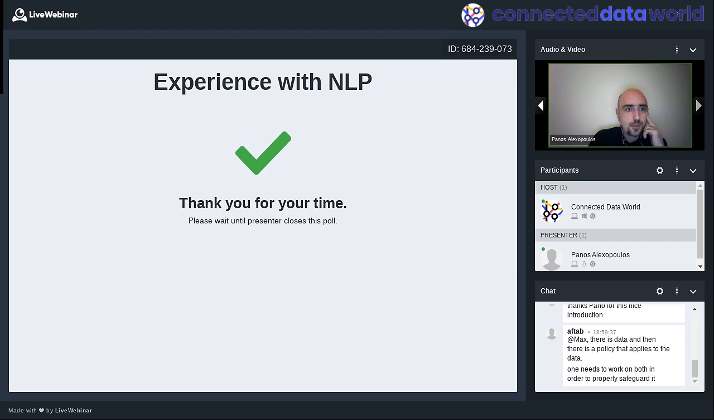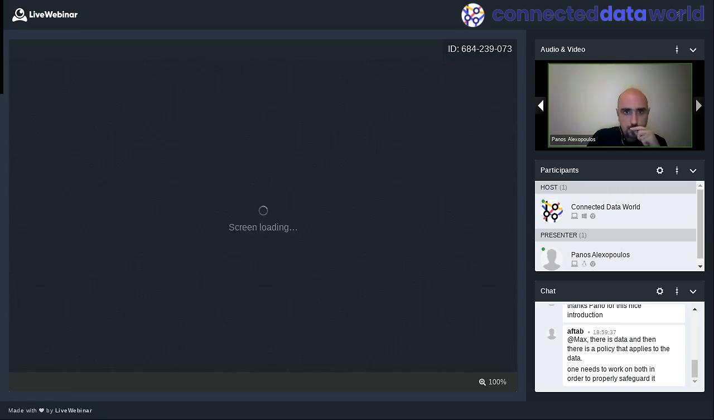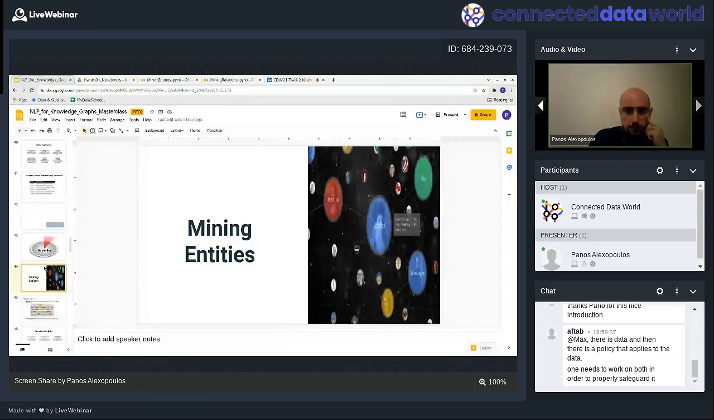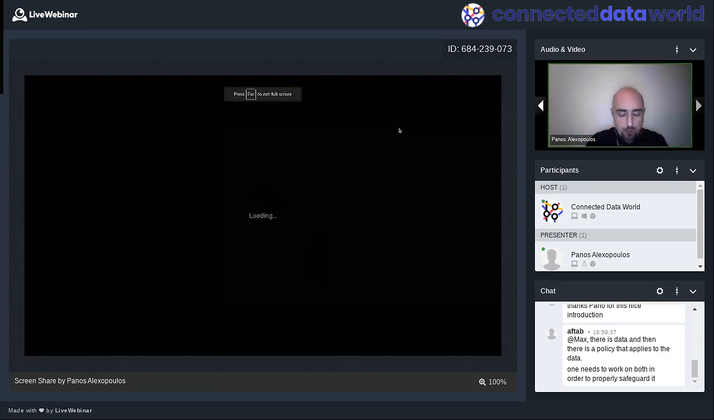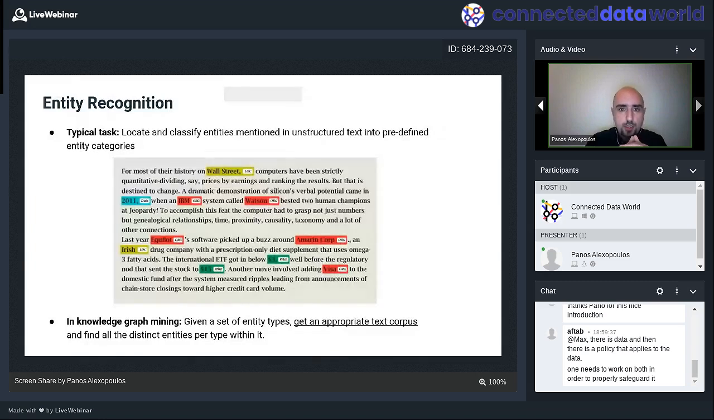Let's move on to the second session, which, as I said, is going to be about entity mining. Let's start first with a couple of very few slides. I already mentioned earlier that the main approach in entity mining is through a task called entity recognition. The task, in the typical NLP literature, is defined as locating and classifying entities mentioned in a structured text into predefined entity categories.